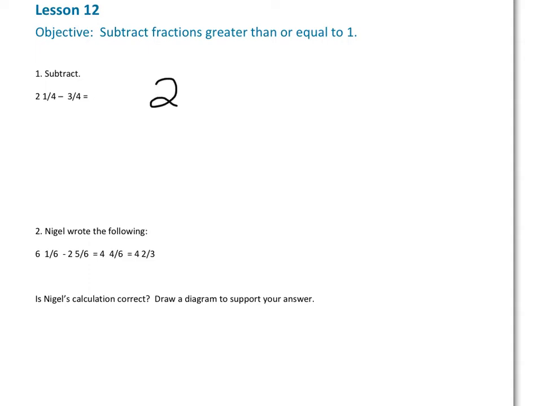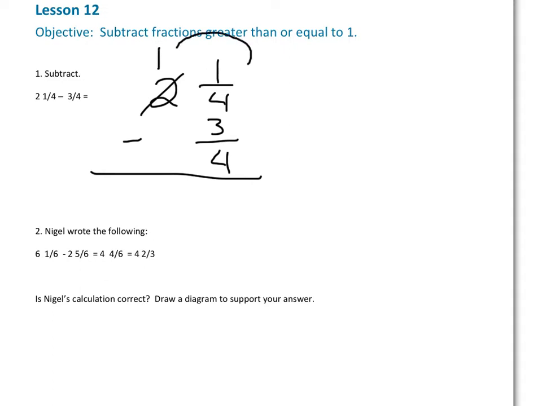We have 2 1/4 minus 3/4. You can't take 3/4 away from 1/4, so you need to regroup. So you're going to take the 2 and make it a 1. Now, when you bring 1 over here, you're actually bringing another 4/4 because 4/4 equals 1.